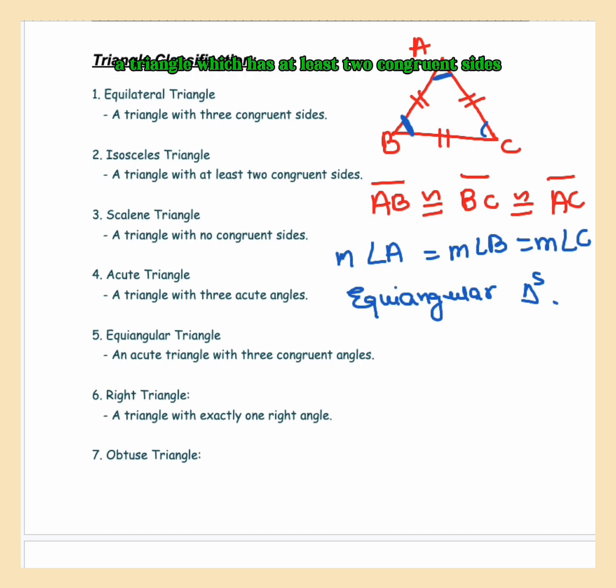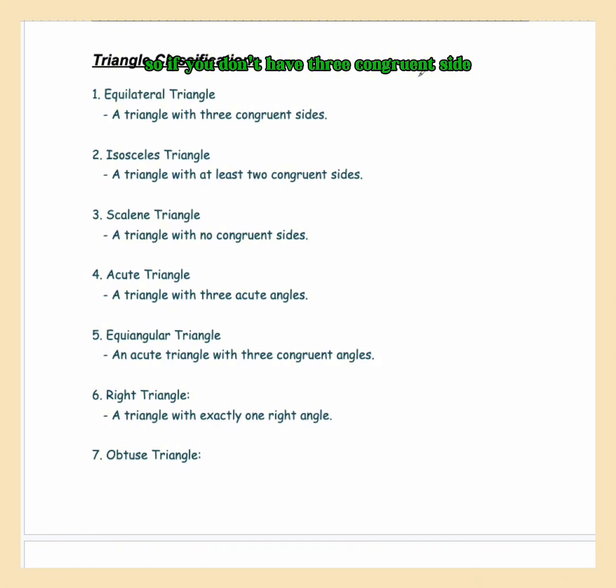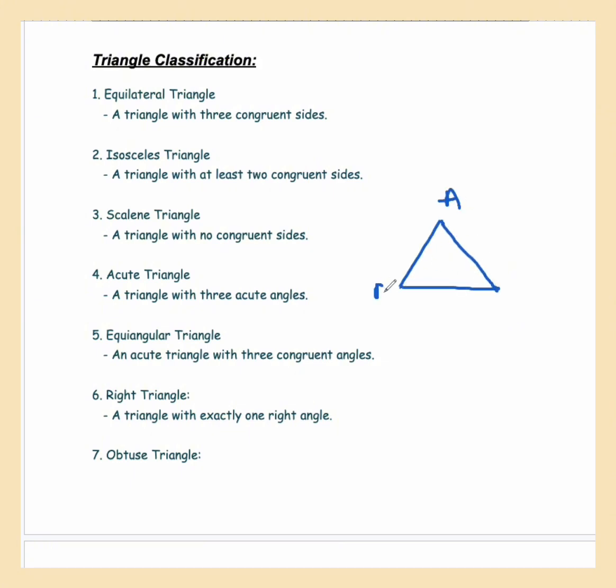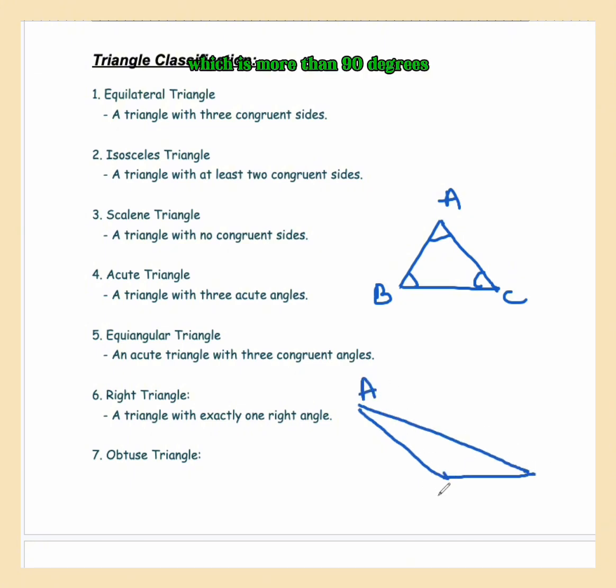Isosceles triangle: a triangle which has at least two congruent sides. So if we don't have three congruent sides, but at least two of them are congruent, then it becomes an isosceles triangle. Scalene: where none of the sides are equal. Acute triangle: where all three angles are less than 90 degrees. Equiangular triangle, we just discussed that. Right triangle is where at least one of the angles is 90 degrees. And obtuse triangle is where even one angle is more than 90 degrees. So we can see that angle B is greater than 90 degrees, so this will be classified as an obtuse triangle.